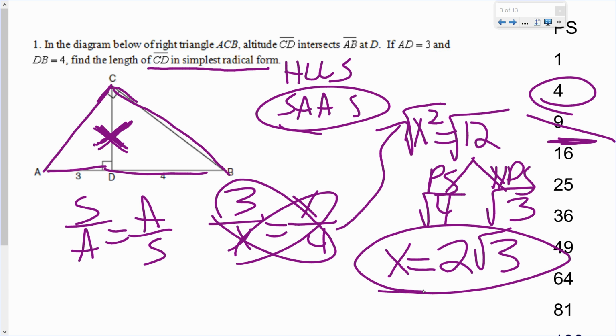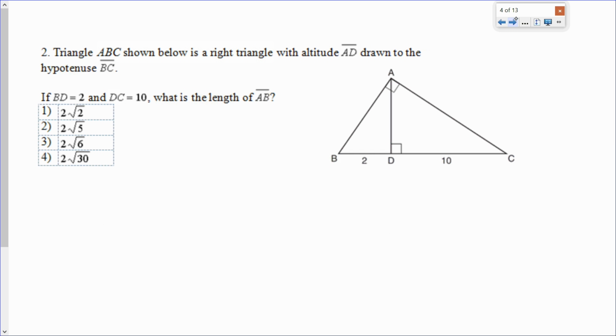So it's the same thing that we did in our regular HLLS lesson, except now we're going to end up reducing a radical. And on the Regents, they love to give you HLLS problems where you have to reduce a radical. It's very common. All right, number 2. I see HLLS.